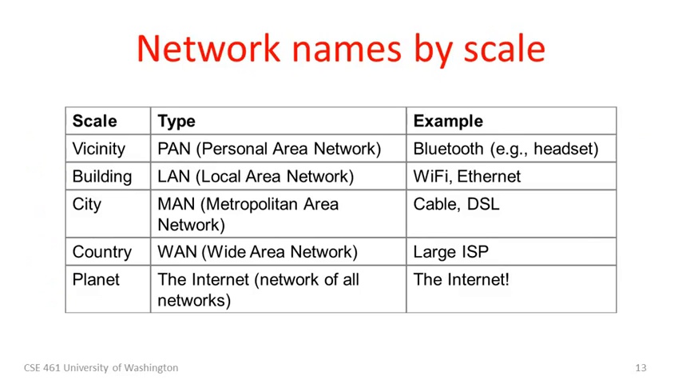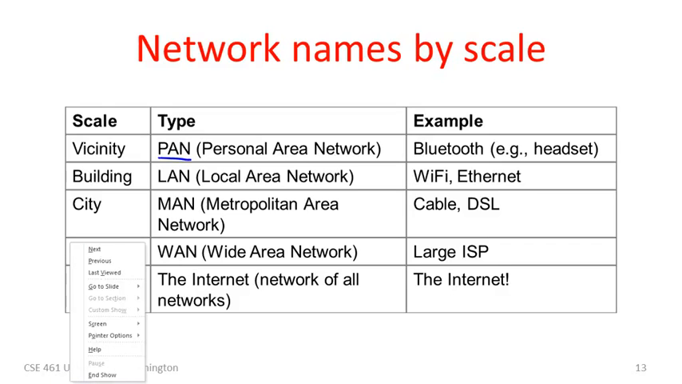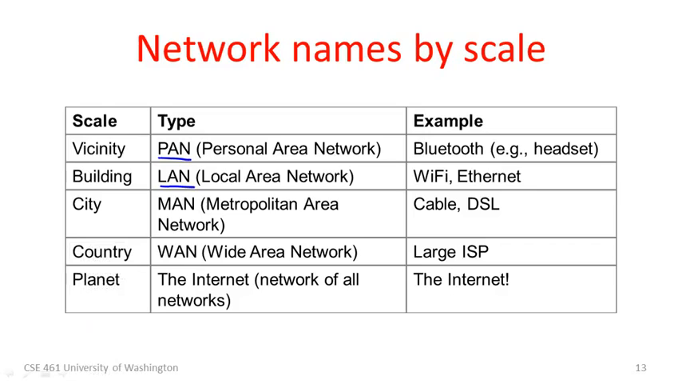While we're at it, I'll also tell you some of the different names for networks, which describe the networks by their scale. Small-scale networks, which operate only in the local vicinity, are called PANs, or personal area networks. Bluetooth is an example. Networks which operate over the size of about a building are called LANs, local area networks. Wi-Fi and Ethernet are good examples of LANs. Up to the city scale, we have a MAN, a metropolitan area network. The cable and DSL networks are typically examples of MANs.